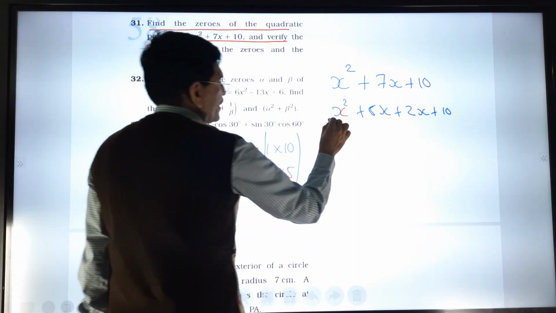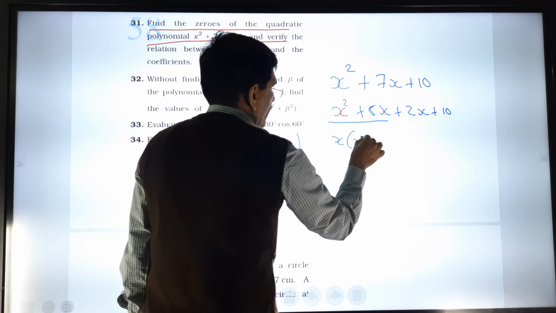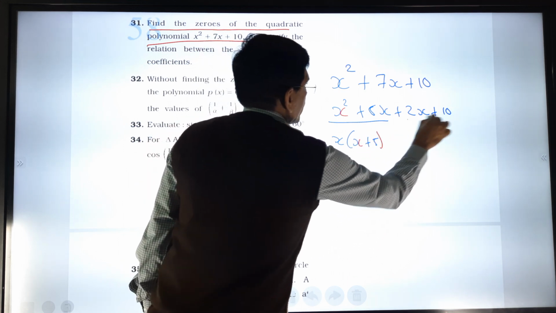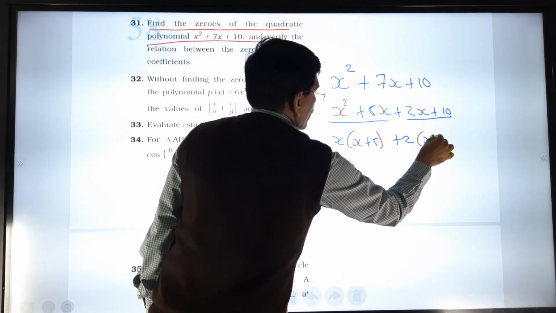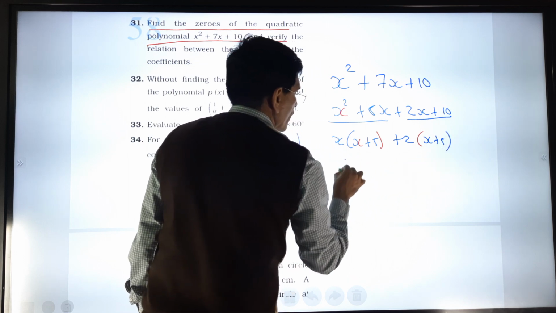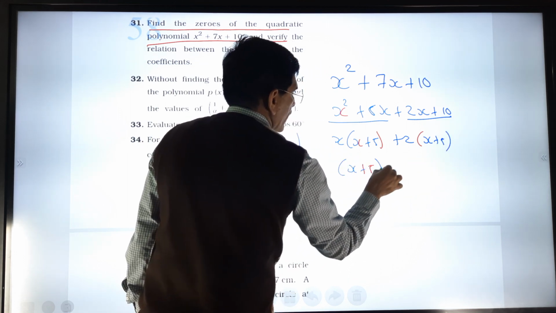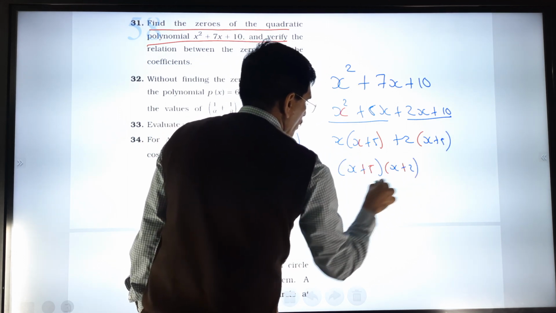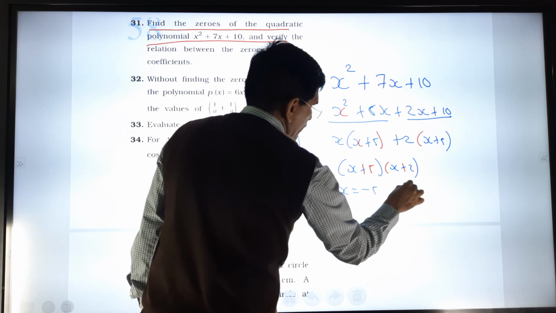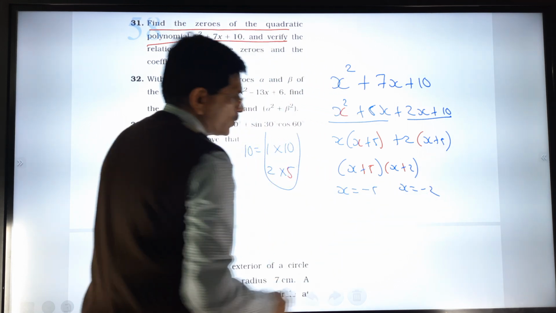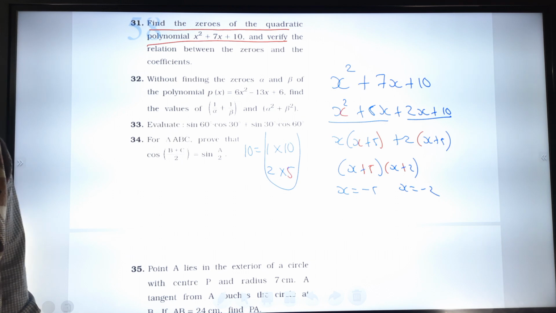Now between here common is x, so I write x into x plus 5. Here I take common 2, so x plus 5 is common. So we get x plus 5 and x plus 2. Someone asked me what the zeros are. So minus 2 and minus 5 are the zeros of the quadratic polynomial.